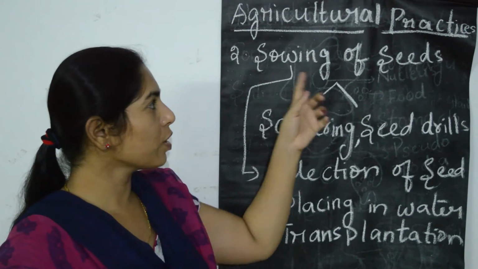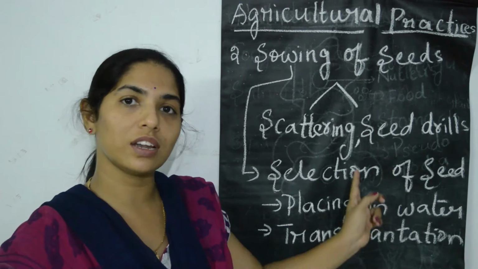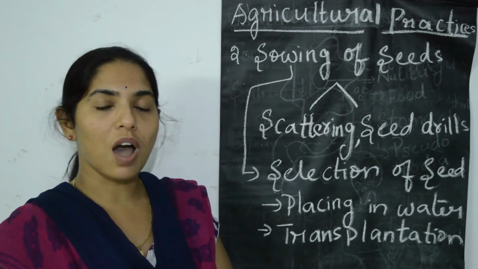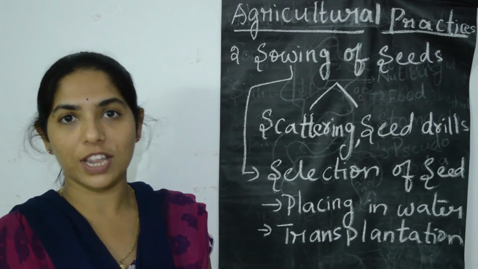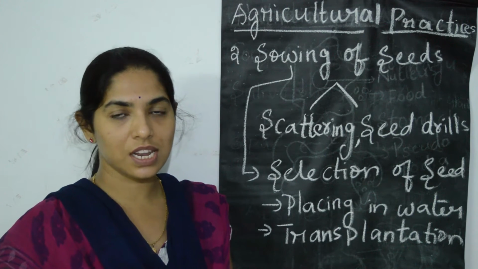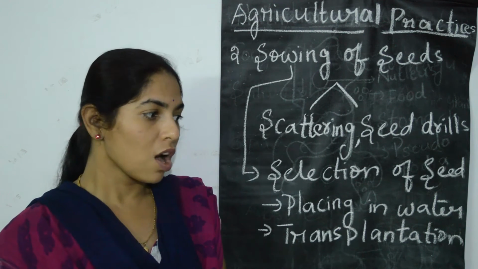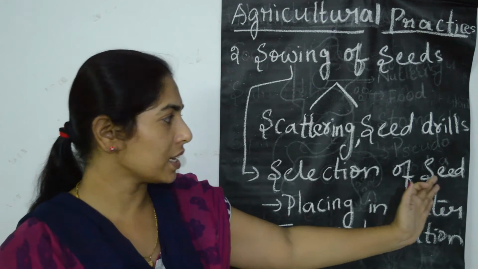Before sowing of seed, first you have to select the seed. Selection of seed is very important. So how are you going to select the seed? First, the seed should be of very good quality and it should be disease resistant, or it must be healthy. Now how are you going to select the seed?